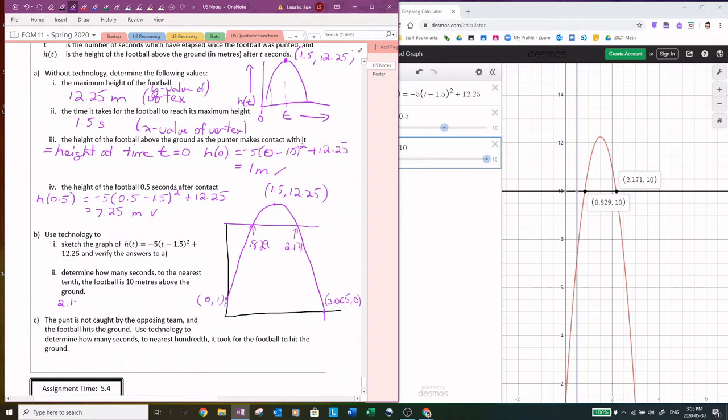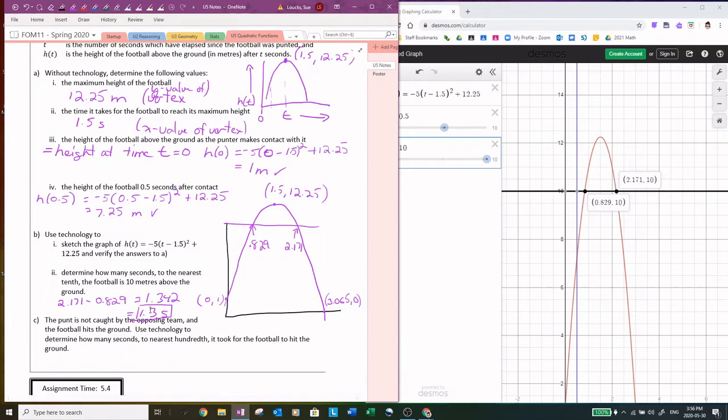So 2.171 minus 0.829 equals 1.342, which I'm going to round to 1.3 seconds. That's how long the ball is 10 meters or more, at least 10 meters above the ground. I guess that question is a little bit vague. I should fix that.